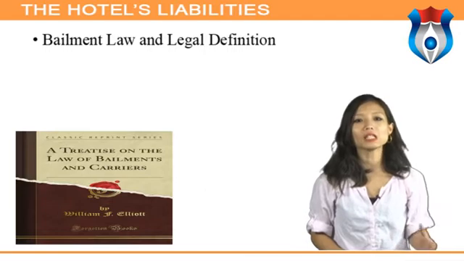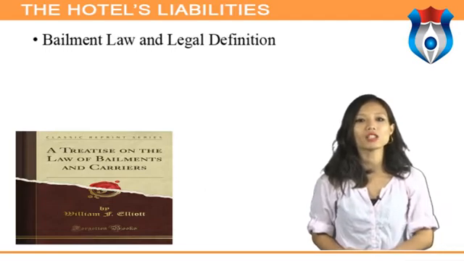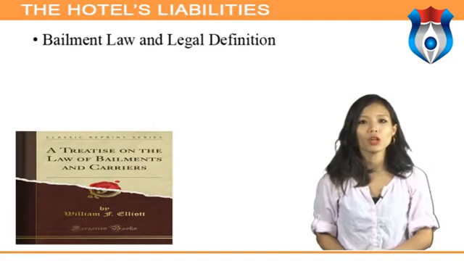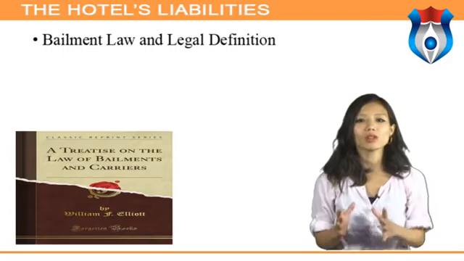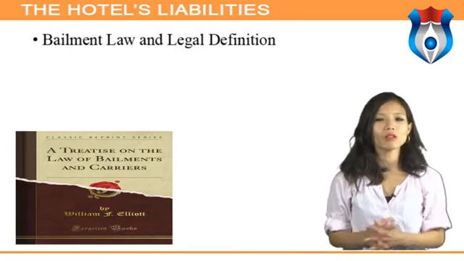Bailment law and legal definition. A bailment is the act of placing property in the custody and control of another, usually by agreement, in which the holder, the bailee, is responsible for the safekeeping and return of the property.